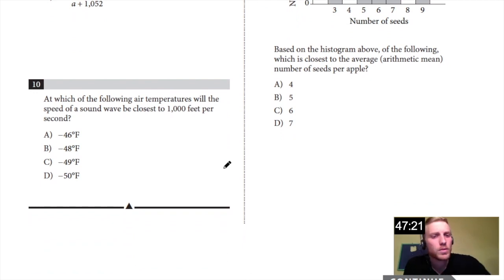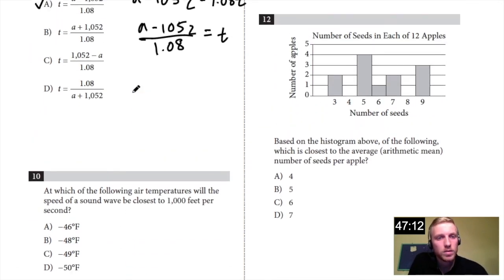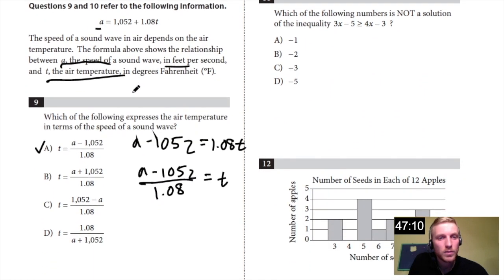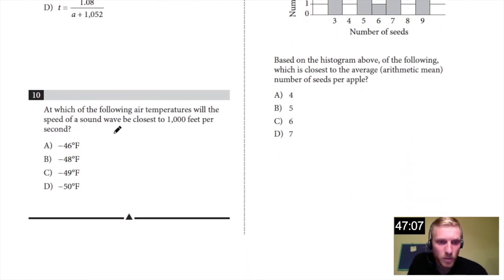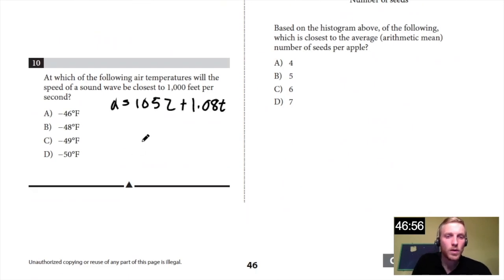All right, so question 10. At which of the following air temperatures will the speed of a sound wave be closest to 1,000 feet per second? Let me just make sure I have our formula correct. A equals 1052 plus 1.08t, I believe it was. Yes, good. So, will the speed of a sound wave be closest to 1,000 feet per second?